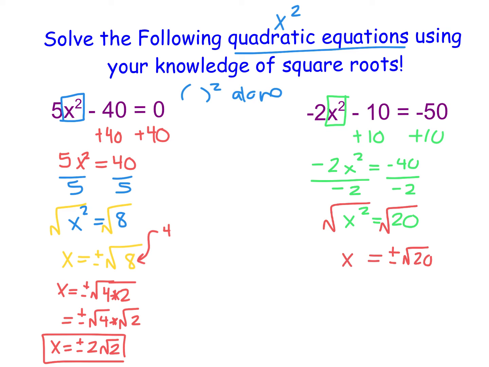Now from here, I need to make sure I have a simplified square root. If I look at 20 and I think about all of the perfect squares, I know that 20 is divisible by the perfect square of 4. So we're going to simplify this by rewriting this as plus or minus, well, it's 4 times 5, so it's the square root of 4 times the square root of 5. So this becomes x equals plus or minus 2 square roots of 5.